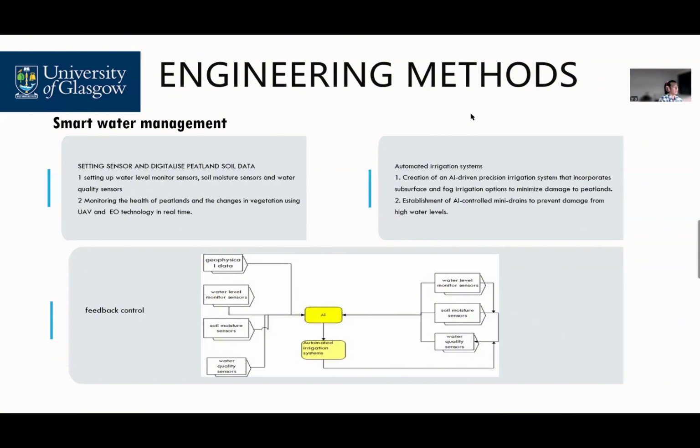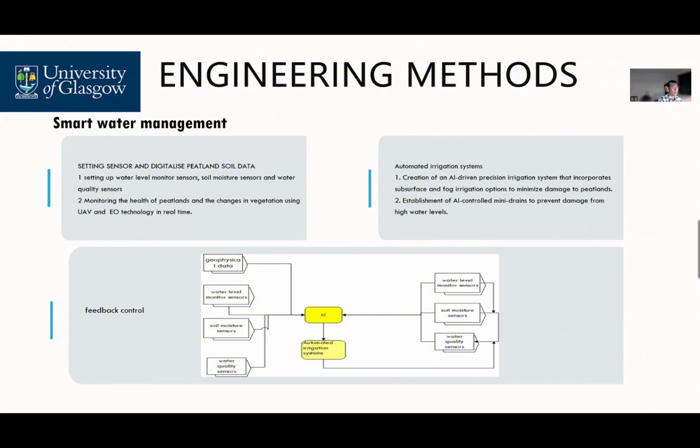My engineering method is smart water management. It divides into 3 parts. The first part is setting sensors and digitalizing peatland soil data. First is setting up water level monitor sensors, soil moisture sensors, and water quality sensors. Second is monitoring the health of peatland and the changes in vegetation using UAV and EO technology in real time.